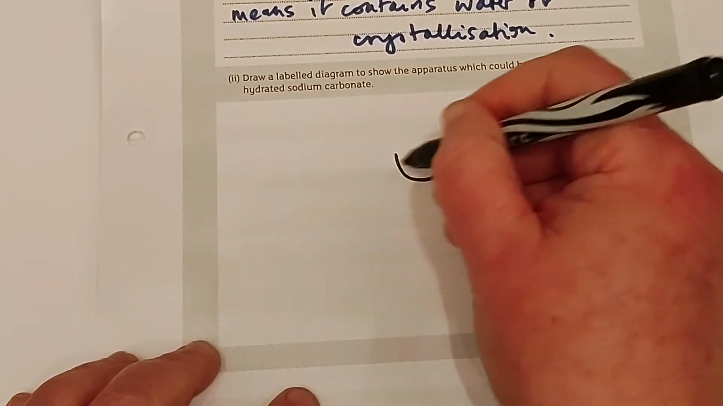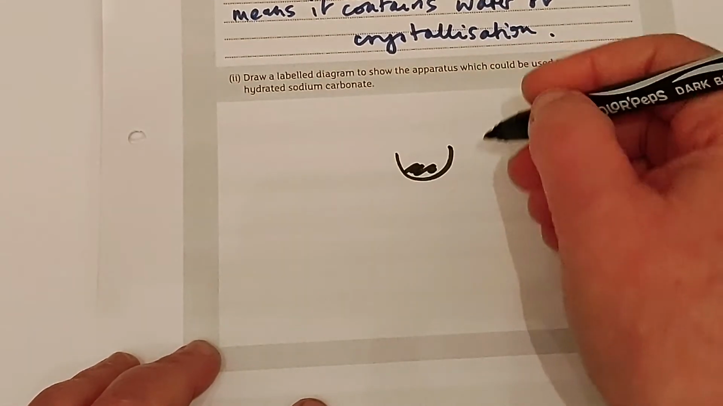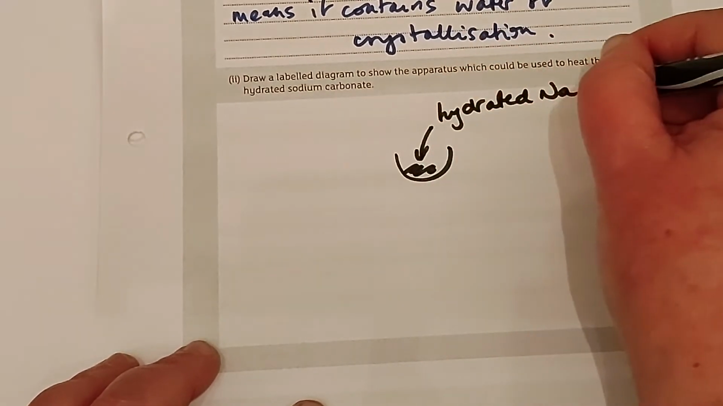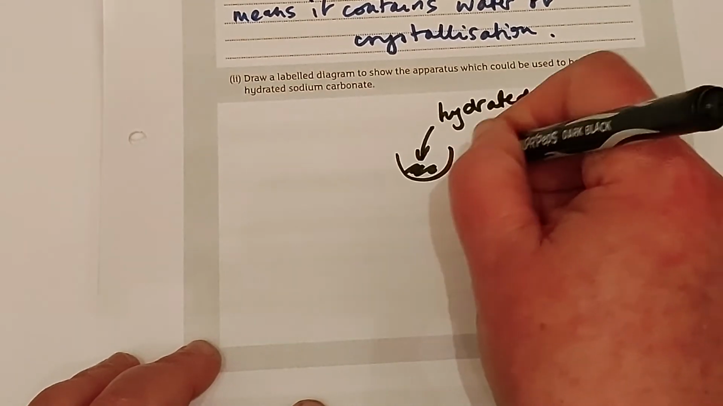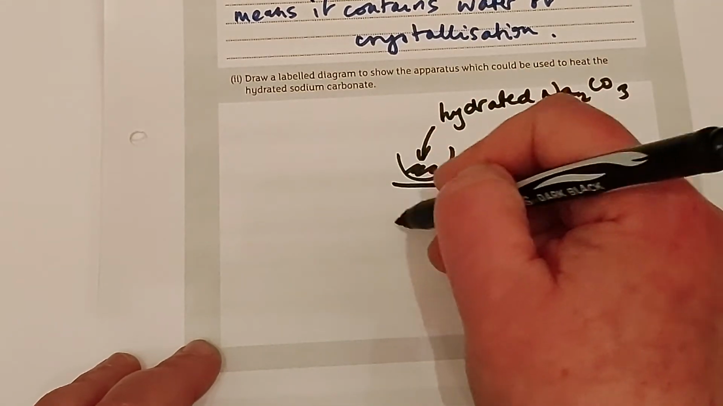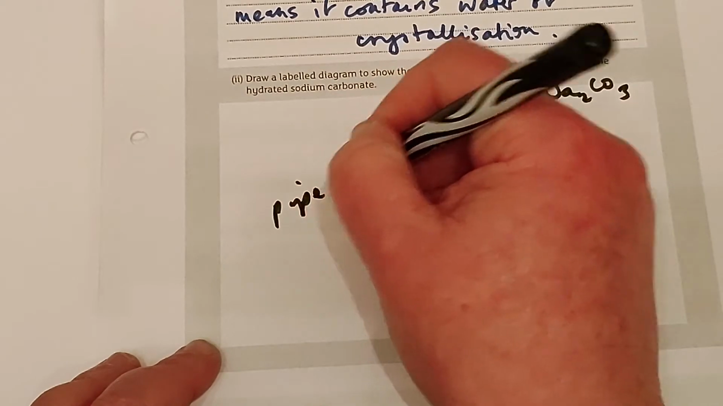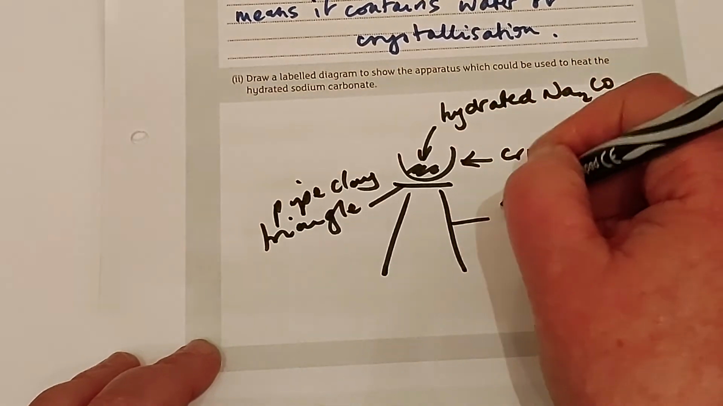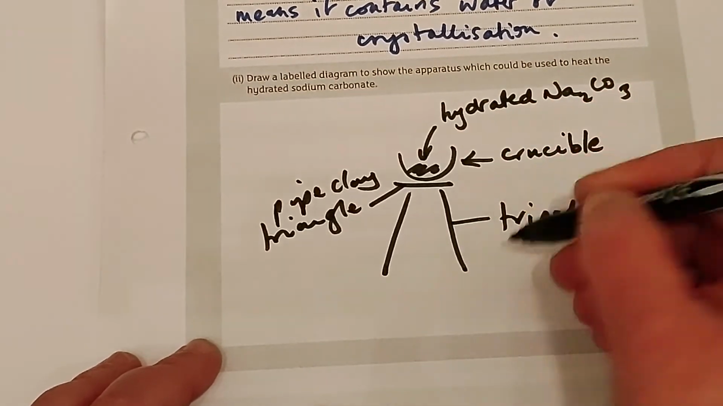The next bit asks you to draw a labeled diagram to show the apparatus which could be used to heat the hydrated sodium carbonate. So the things that they're looking for in here to get you your marks. First one is a crucible containing the sodium carbonate, so that is the hydrated Na2CO3, and then that is a crucible, then a pipe clay triangle and a tripod, and finally the heat-proof mat.